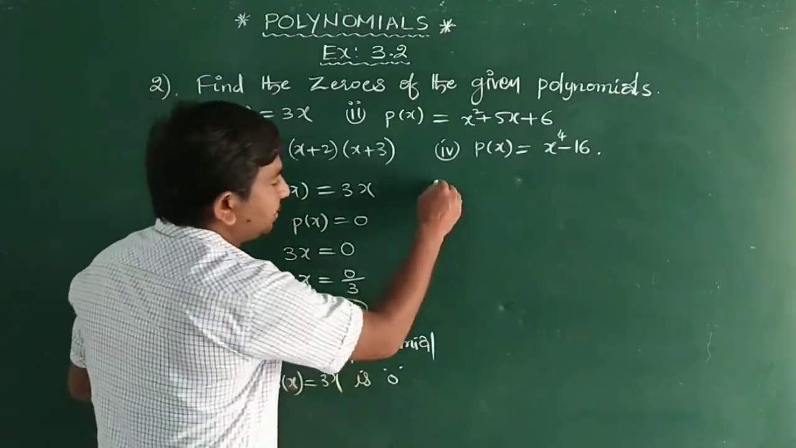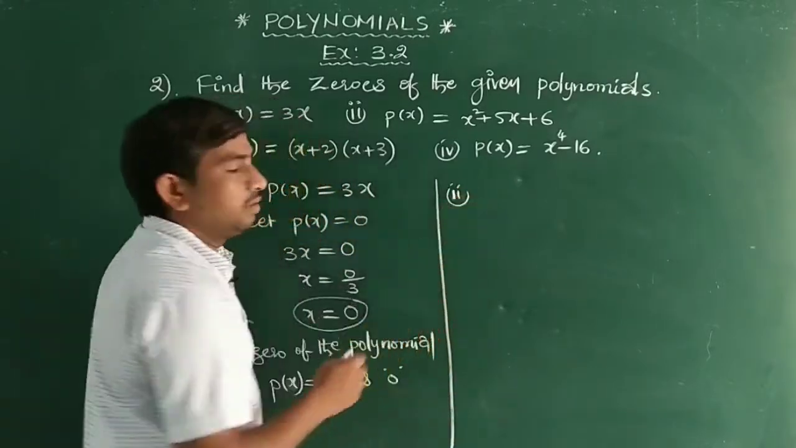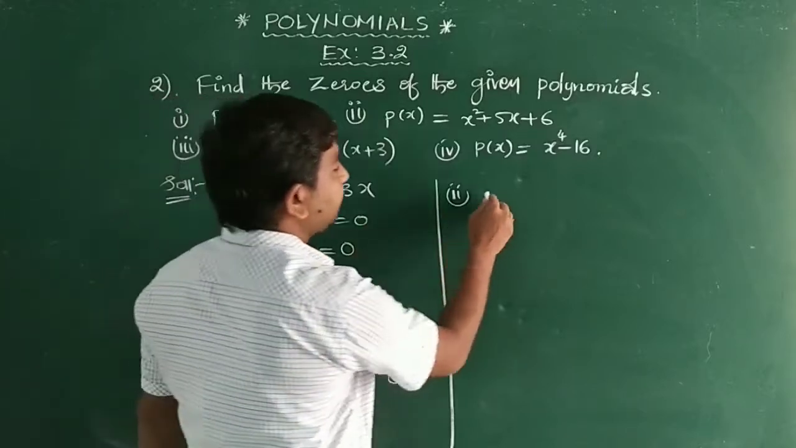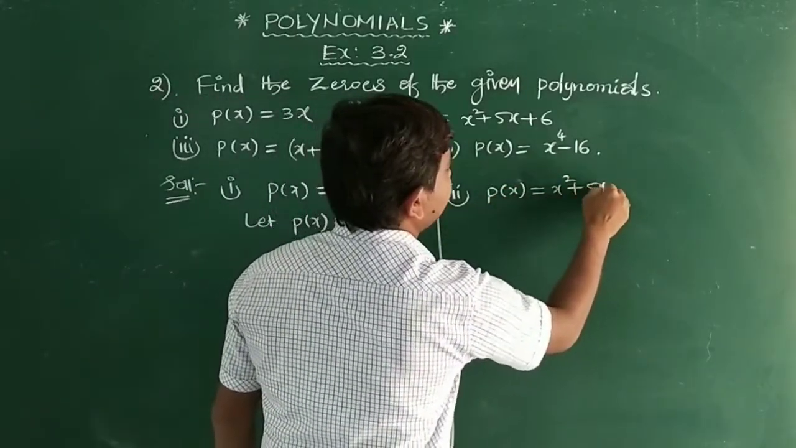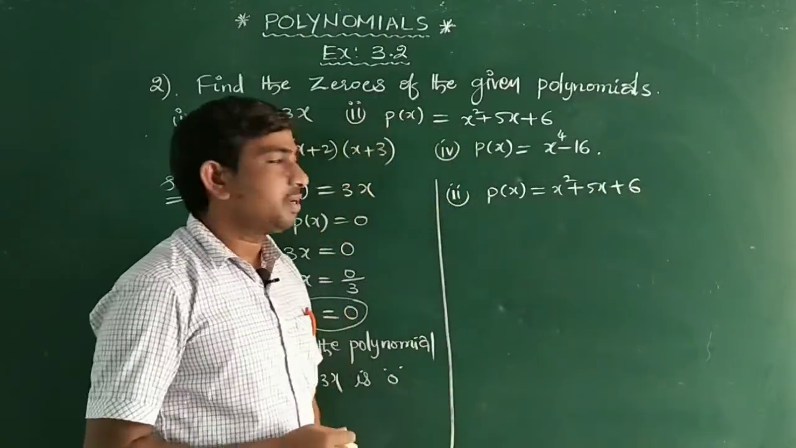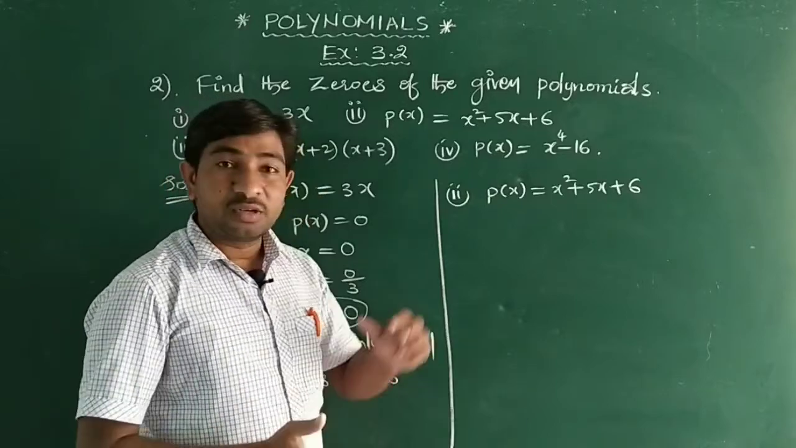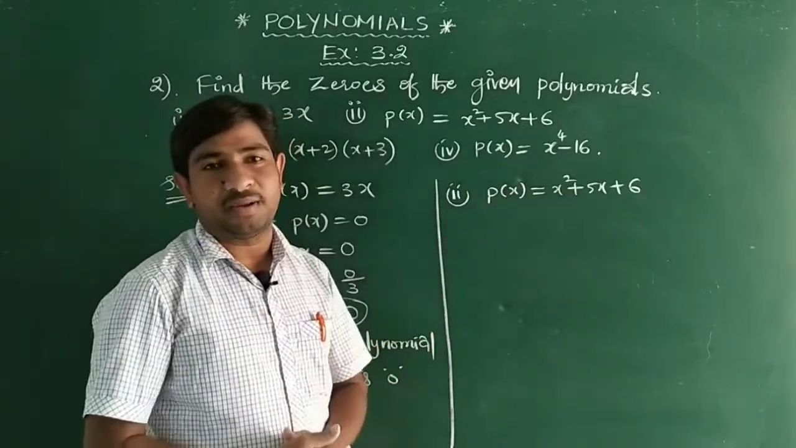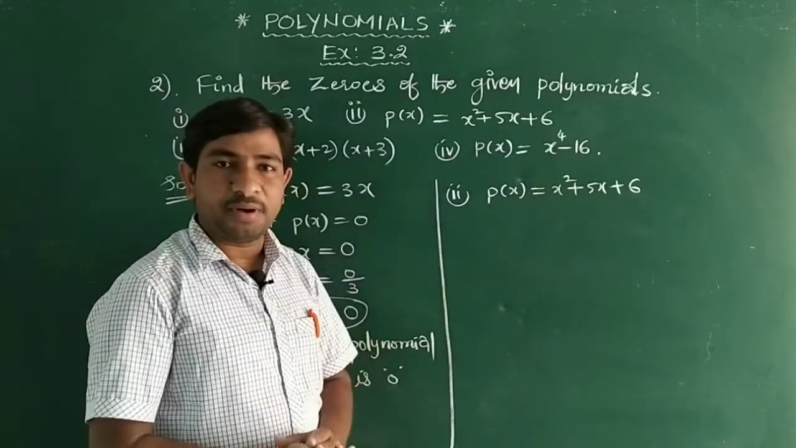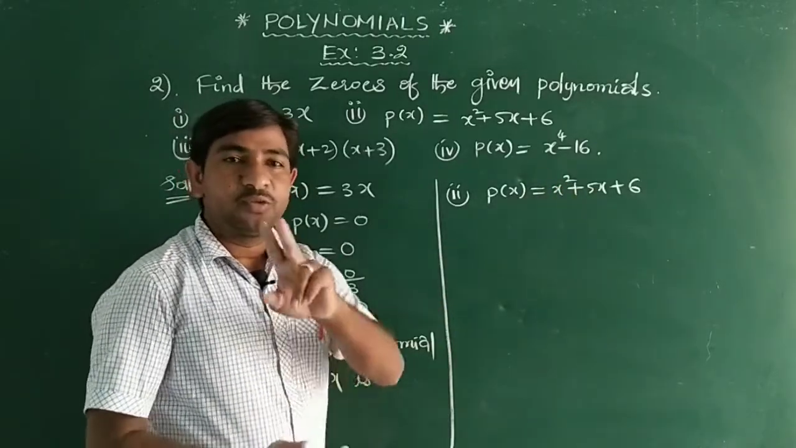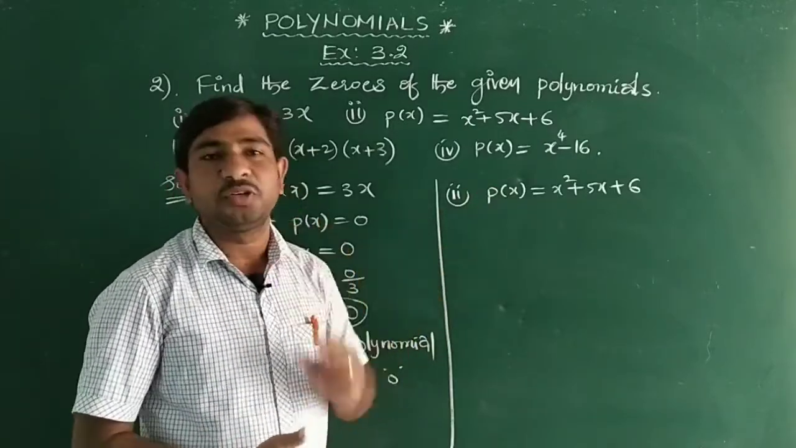Now do the second one. What is the second one? P of x is equal to x square plus 5x plus 6. This is the second given polynomial. If you observe this, it is a quadratic polynomial. As per the degree, here the degree is 2, so it is a quadratic polynomial. Then how many zeros will we get? 2 zeros. So if the degree is 2, then we can get 2 zeros of the polynomial.